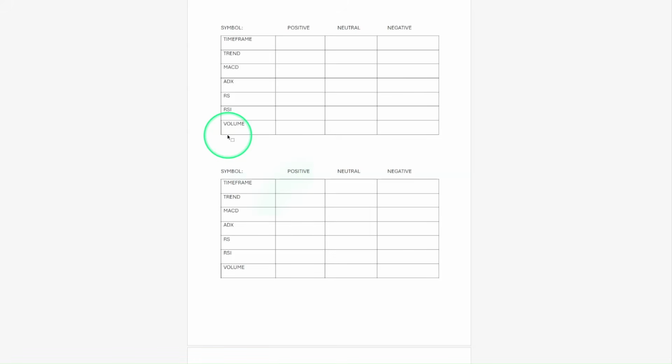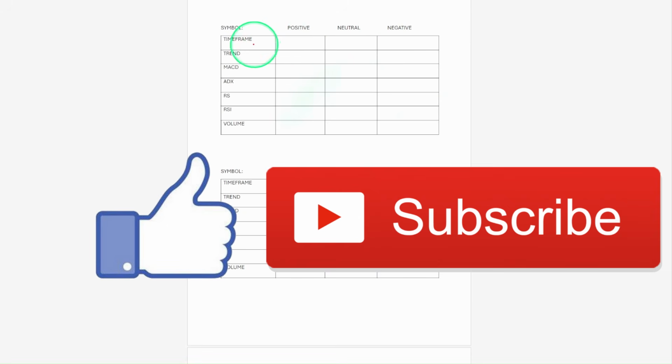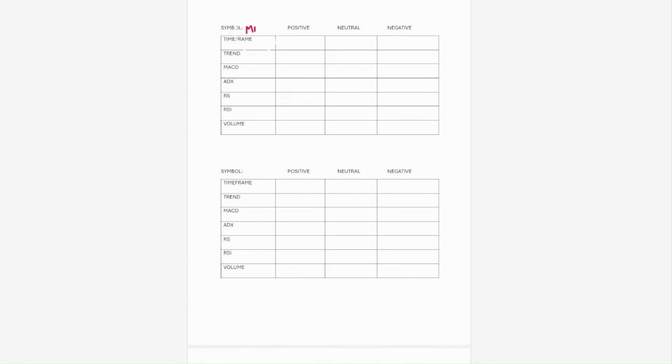One of the things I would recommend doing is putting up a little checklist for yourself. And what I'd actually recommend is saying, okay, let's just say I'm going to look at MU, Micron Technology. All right. You're going to pick out the time frame. Let's say you use a weekly chart. So you put in a W here.